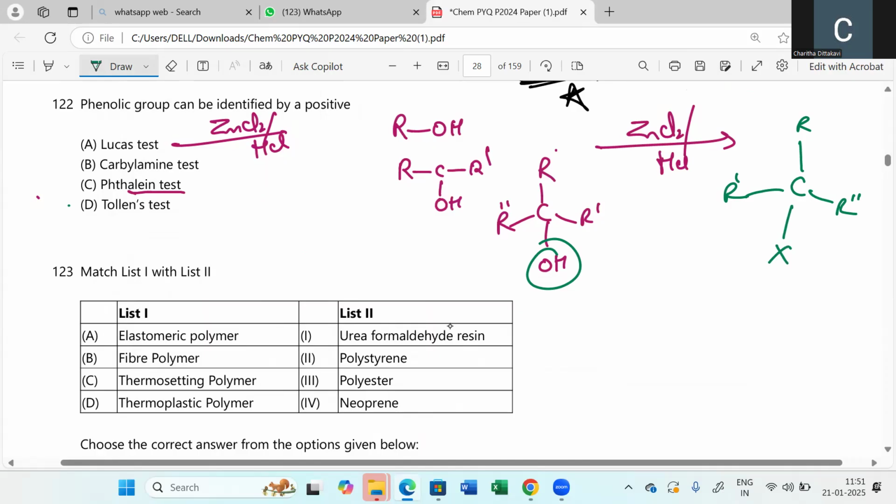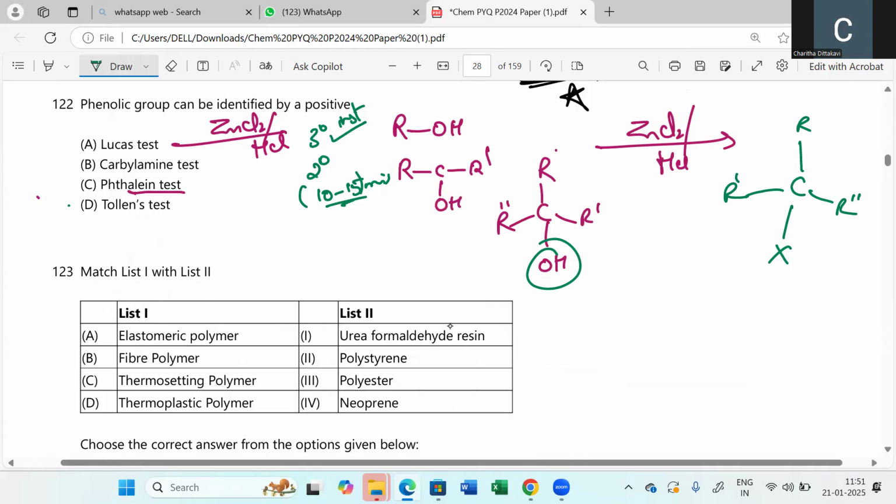So instant turbidity is given for 3 degree. 3 degree, instant turbidity. 2 degree takes time, so 10 to 15 minutes. And turbidity is nothing but that precipitate kind of thing that you get. Instantly you get it, it is 3 degree alcohol, and if it takes 10 to 15 minutes, then it is 2 degree, and if you do not get the test, then it is your 1 degree. With great difficulty 1 degree will show the test, so definitely 1 degree will not show the test.